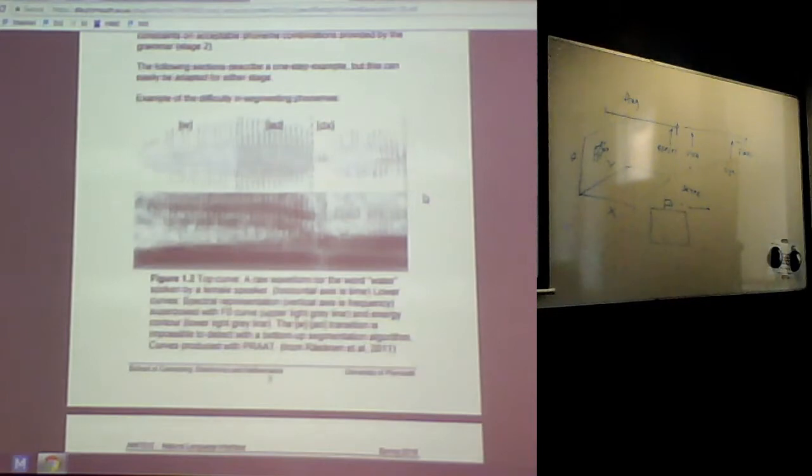So if you look at the spectrogram, there is a transition here between W and R, water, and it's impossible to say why the transition is happening. Much easier here between R and T. So computationally, this problem is not that obvious.